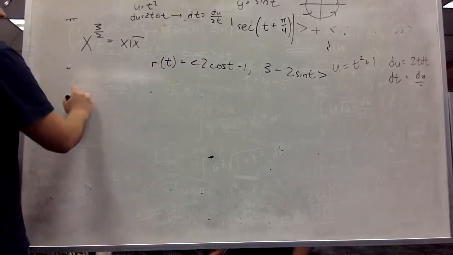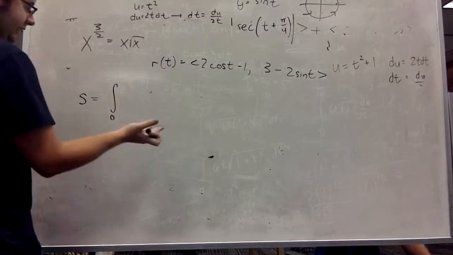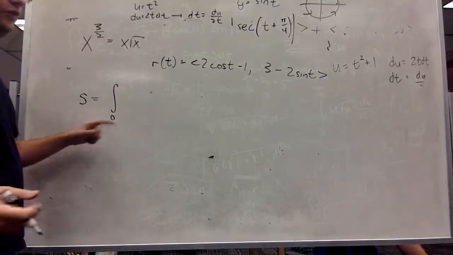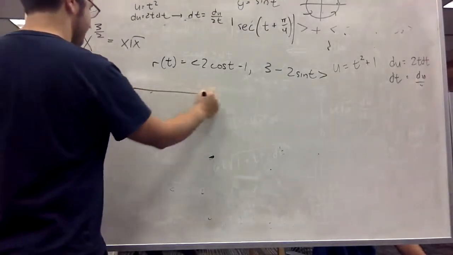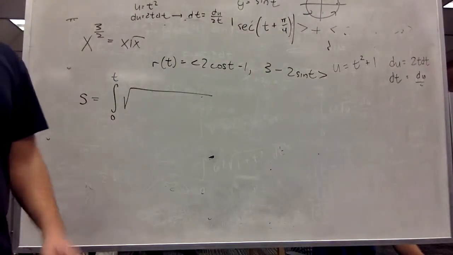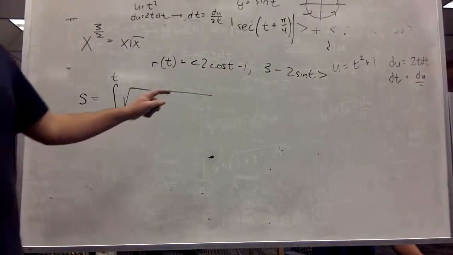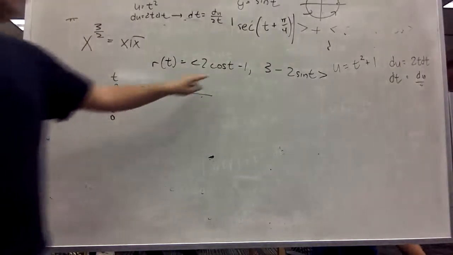You say s equals the integral from typically 0. It'll give you the starting value, but we'll say 0 to t. We're going to use our arc length formula. Now be careful here. For the purposes of this arc length formula, we shouldn't be using t because it's one of our bounds. We're going to use u instead. So what's the derivative of this?